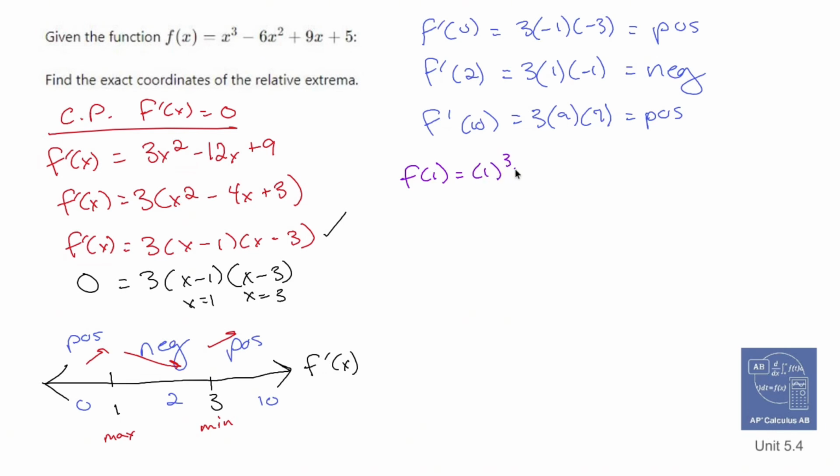1 cubed minus 6 times 1 squared plus 9 times 1 plus 5. That's going to get me 1 minus 6 times 1 plus 9 plus 5. So 1 minus 6 is negative 5, plus 5 disappears, so we end up with 9. So what we have so far, and I'll write it down here in purple, is that at 1 I get 9, and that's a relative maximum. So I have a relative max at the point (1, 9).